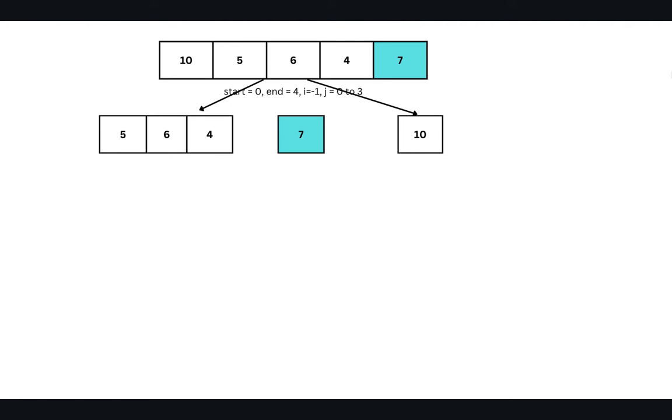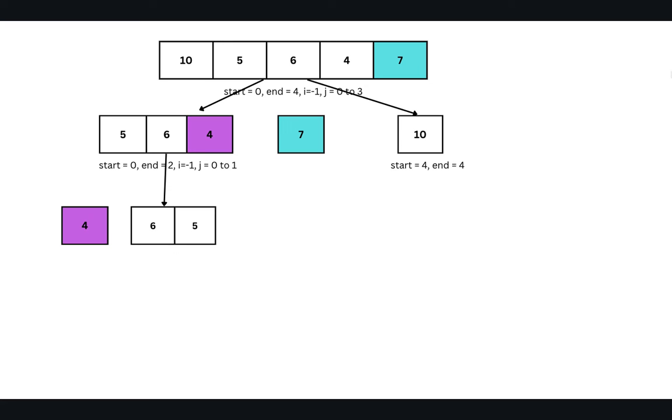After we exit the for loop, we increment i again and swap array[i] and the pivot. In that case we swap array[3] and array[4], so 7 and 10 are swapped. 10 is at the rightmost position and 7 is in the correct position. After the first iteration, this is how the array looks: 5, 6, 4, 7 and 10.